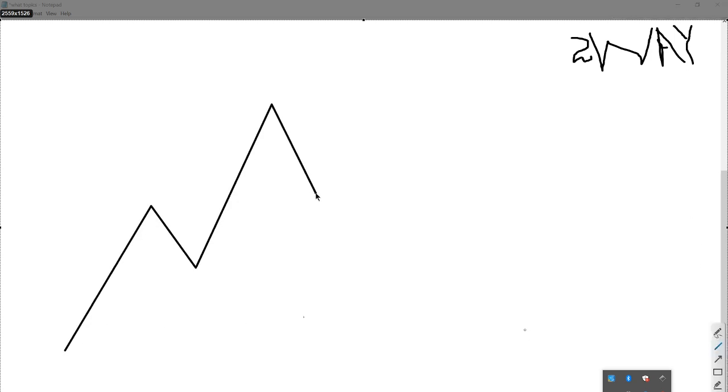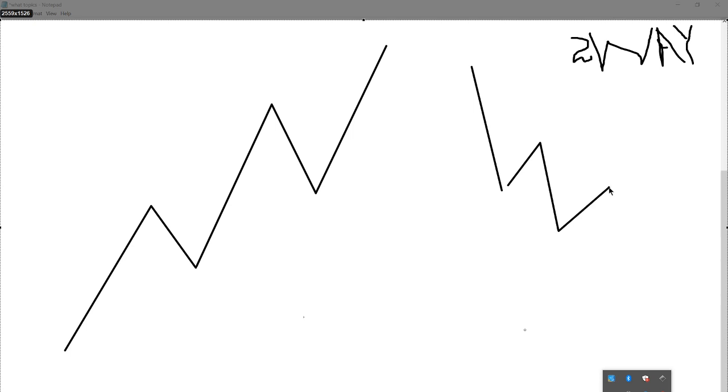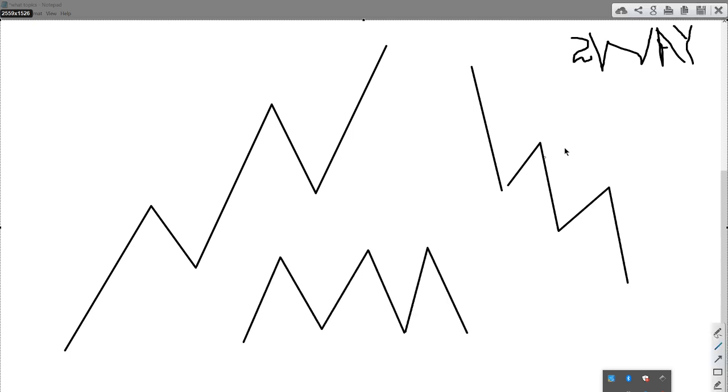Market moves in two ways. There are two ways market moves. Yes, market creates a bullish trend and a bearish trend and a ranging market. But market moves in two ways, always. There's no third way market moves.